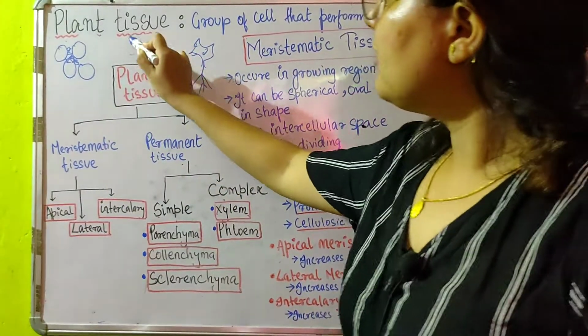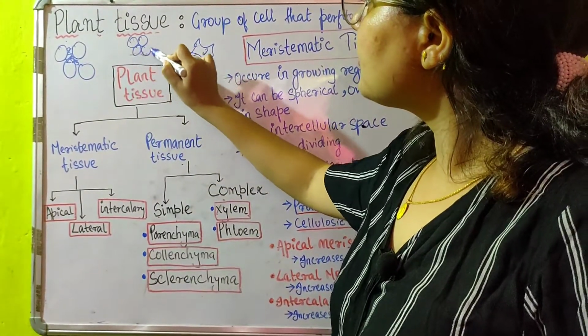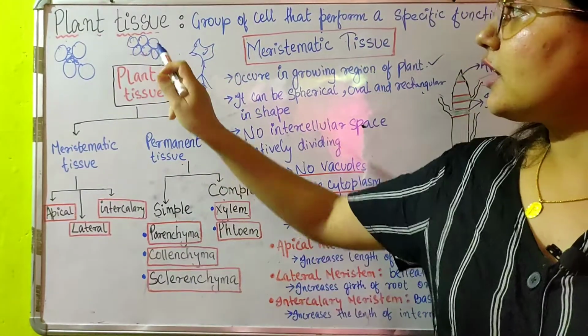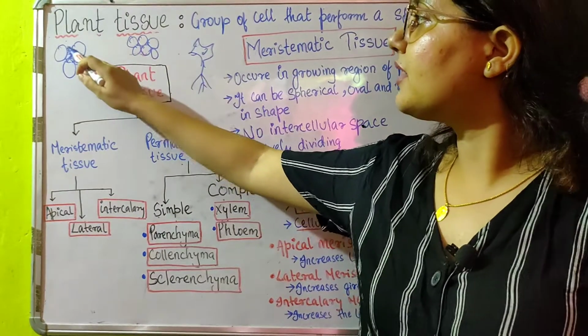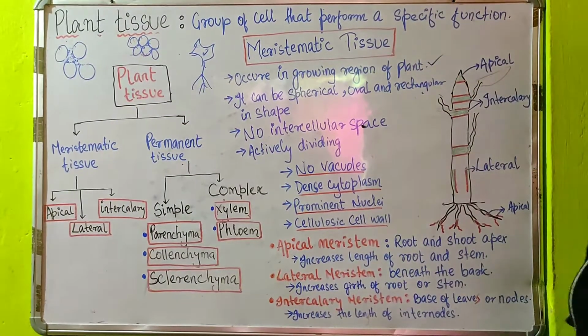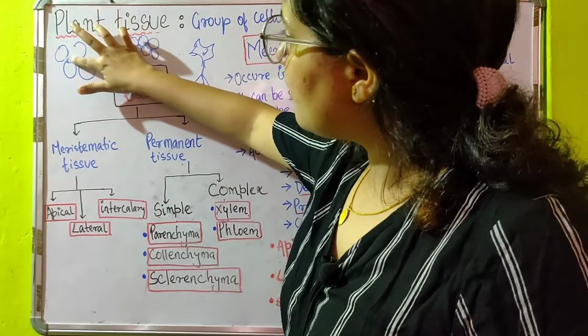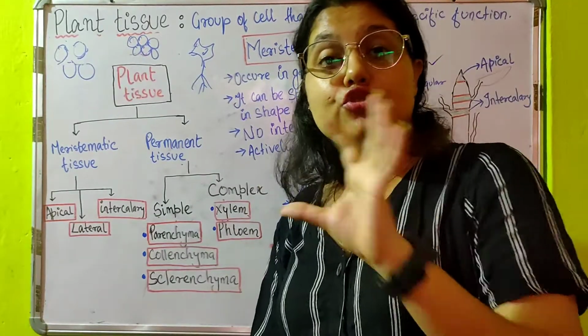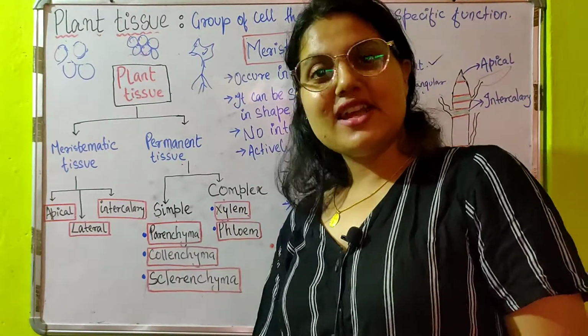Okay, but here you see I am drawing another such diagram. Do you see any kind of intercellular space? There are no spaces between the cells here, but in this one you see there are so many spaces between the cells. When there are spaces between the cells, those are known as intercellular spaces. Meristematic tissue does not have intercellular spaces.